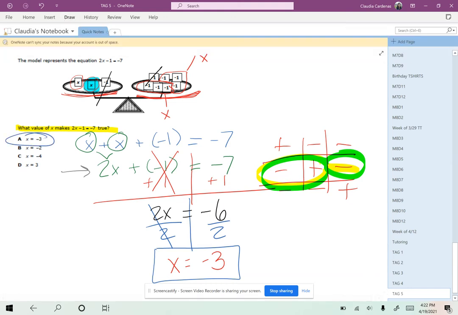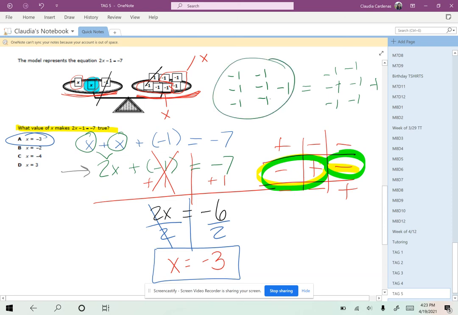Now, if I wanted to double check, I can substitute or redraw negative 1 six times, instead of having those two x's, plus the negative 1, which has to equal 7 of these. Are there negative 7 over here? Yep. Are there negative 7 over here? Yep. So check, we did it correctly. Visually, we can use substitution within a model to determine if our solution is correct. Or algebraically, we can substitute into our equation and see if we get negative 7.